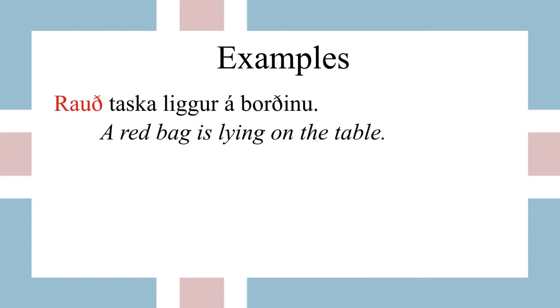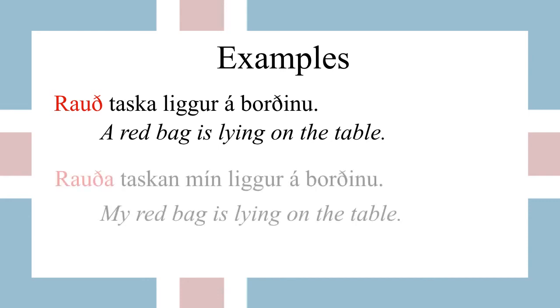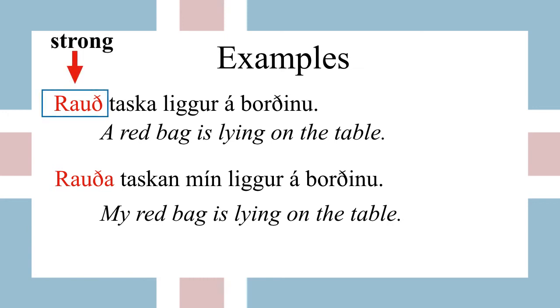Let's look at some more examples like this. Rauð taska liggur á borðinu. A red bag is lying on the table. Compare that to Rauða taskan mín liggur á borðinu, which means my red bag is lying on the table. So in the top sentence, we have an indefinite noun, a red bag, so we use the strong form of the adjective. In the bottom sentence, we have my red bag, which is definite, so we use the weak form.